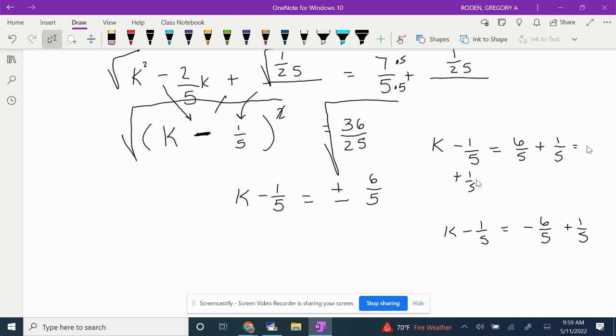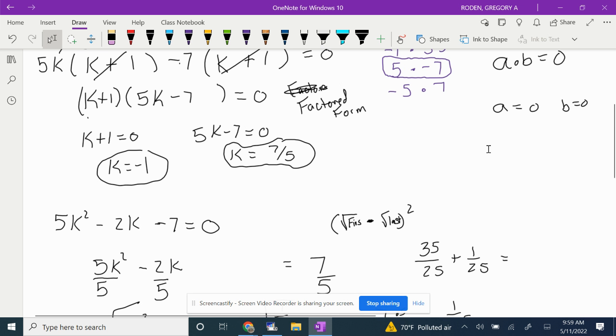7/5. See that? Does that answer look like an answer we've gotten before? Yes, it does. What's negative 6/5 plus positive 1/5? Negative 5/5. And what is negative 5/5? Negative 1. Is that an answer that we have in our answers? Yes, those were our two solutions when we factored. Right there. See that?